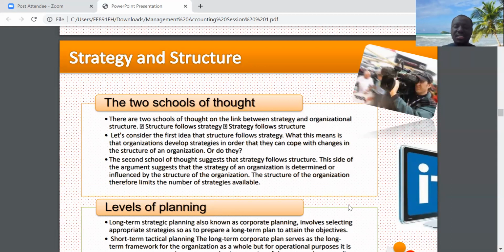Always remember, structure follows strategy. It means that the structure is influenced by strategy. Strategy follows structure. It means that strategy is influenced by structure. In summary, that's what it means.